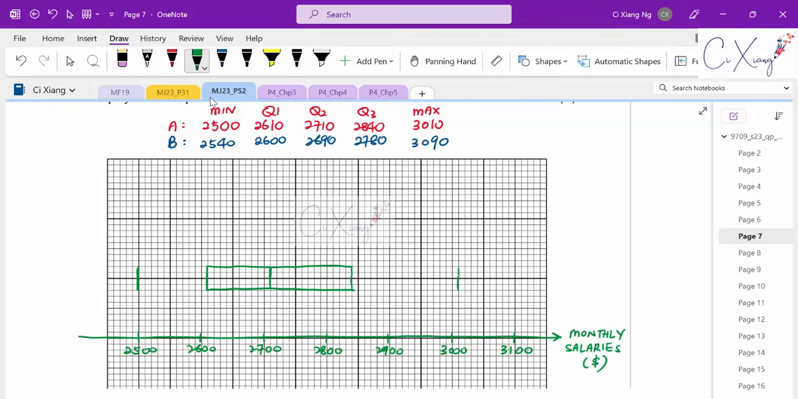Okay, then after that, the minimum and maximum values will form a whisker from the side. And please take note that your whisker shouldn't cross over or cross through the box. Okay, so if the whisker crosses through the box, that means it is wrong. Okay, so for this one, basically we need to label clearly that this set of values is for, sorry, company A, right?